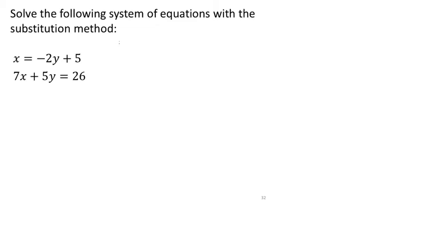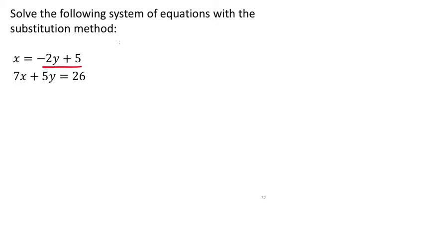All right, here we're going to solve this system of equations. This one's already set up for us. It's pretty nice, okay? And what I mean by that is that it tells us what x is right there. So what I'm going to do is take the x, which is negative 2y plus 5, and I'm going to take the other equation, okay?